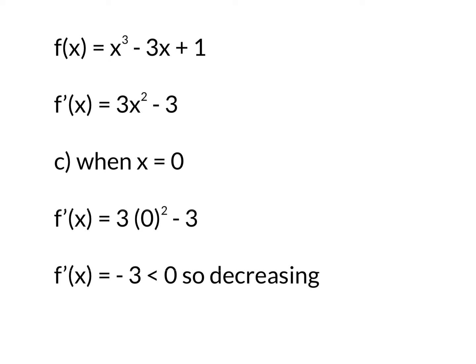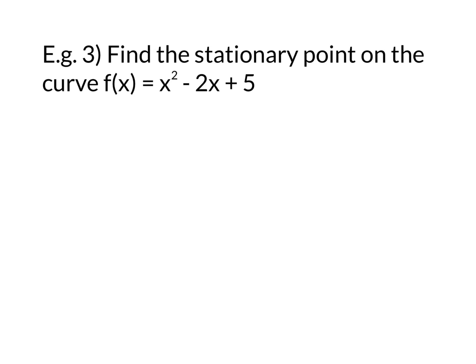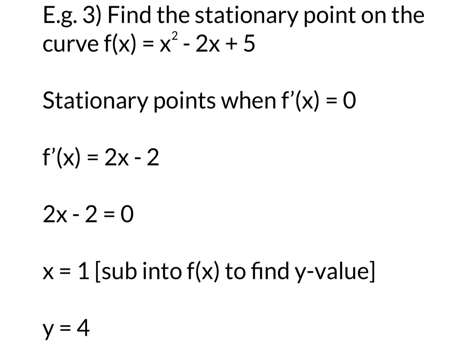All right, final example. Find the stationary point on the curve f of x equals x squared minus 2x plus 5. So we know that stationary points occur when f dash of x equals 0. So the first thing we have to do is find f dash of x, so that's 2x minus 2, and we let that equal 0. So 2x minus 2 equals 0. If you solve that, you get x equals 1.